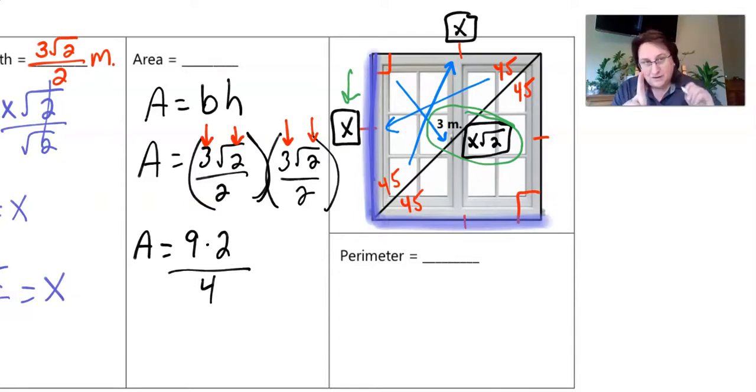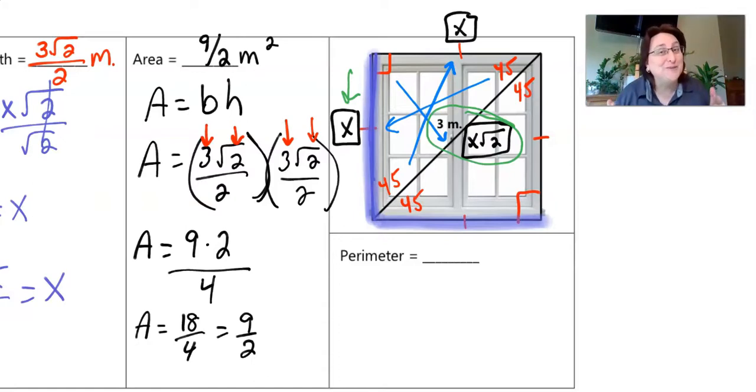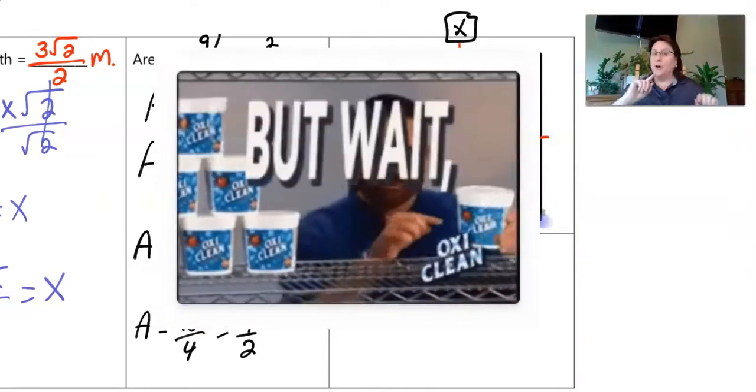Okay, so guys, remember, we want reduced radical form. We don't want any decimals. I want you to solve this the rest of the way. What do you get for the area of this square, including the units? What do you get? Did you guys remember to reduce? Did you remember your units? Okay, so you should get 9/2 meters squared. That is the area.